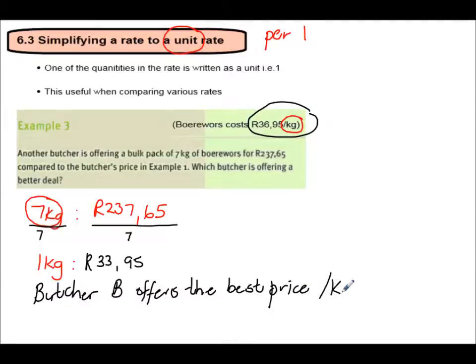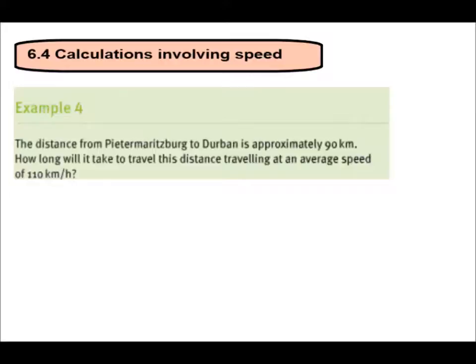per kilogram. We're now going to look at calculations involving speed. And when we talk about speed, distance, and time, it is useful to remember DSTV. D-S-T upside down V. So if you remember your DSTV triangle, it is very useful when doing speed calculations.